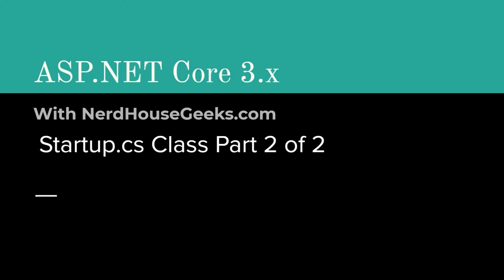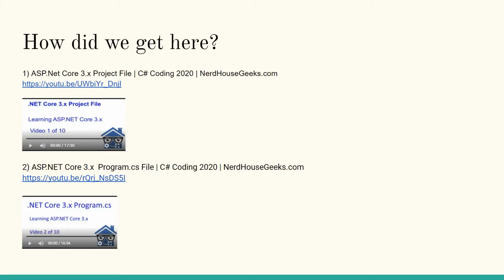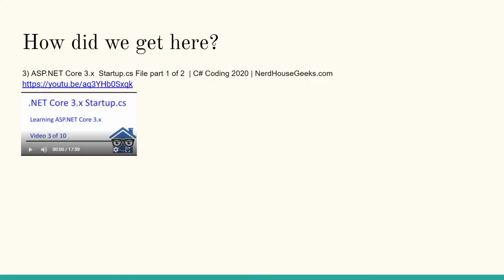So, how did we get here? This is a series, and initially we started with the project file and examining that. Then we went into the program.cs, and our last video in the series prior to this one has been about the startup class. But the startup class has a lot of things going on, as you will see, because this is where all of the initialization of the program begins.